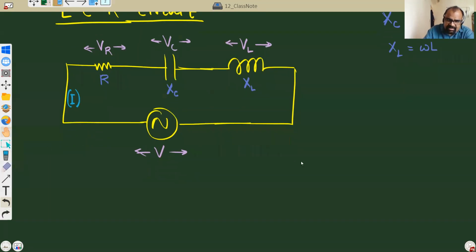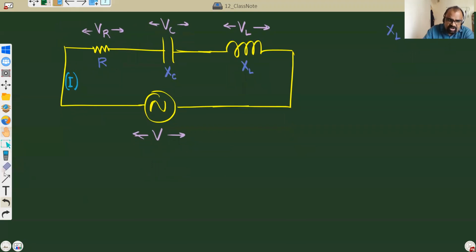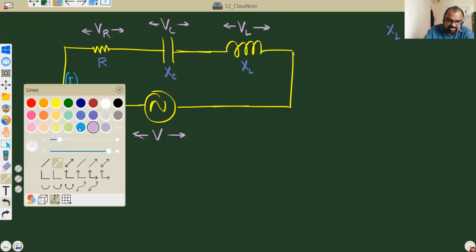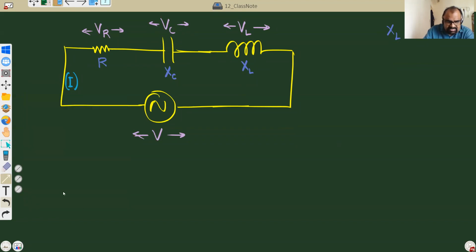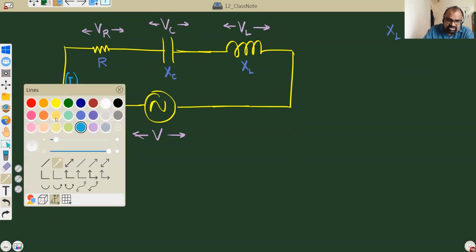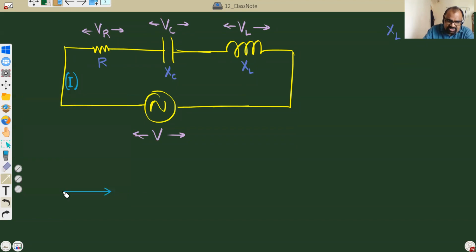To draw phasor diagram, the first thing we will draw is always the current phasor. So let me draw the current phasor first. This is the current phasor. Then we should focus on the resistor. Voltage across resistor is in the same direction as current through resistor. So voltage VR phasor will be in the same direction as current. Then we will focus on the VC. Voltage across capacitor is 90° behind current.